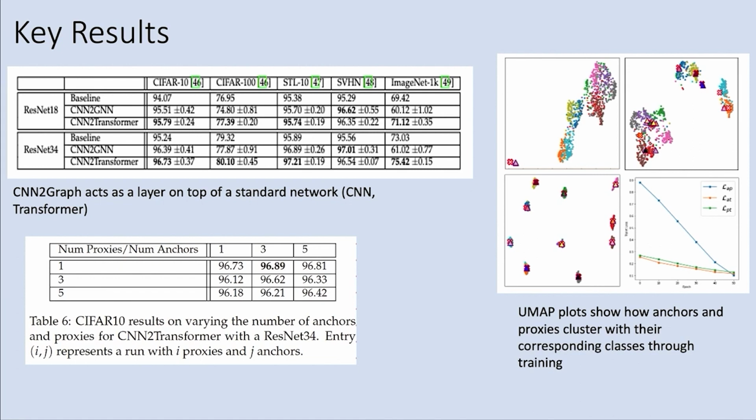Finally, in our key results, we see that overall CNN2Graph acts as a simple layer on top of our standard backbone CNN and improves results, particularly for CNN2Transformer, over our baseline methods. We see that in particular, the experiments that try different proxies and different anchors can improve training. And on the right, we see our UMAP plot, where through the course of training, as the contrastive losses decrease, the latent space is reorganized to allow the proxies and anchors to group with their class.